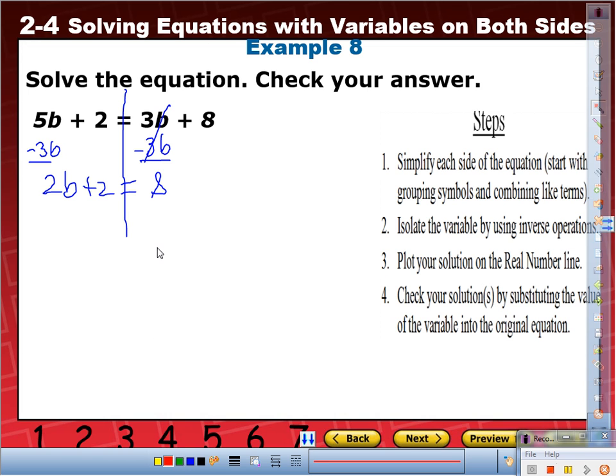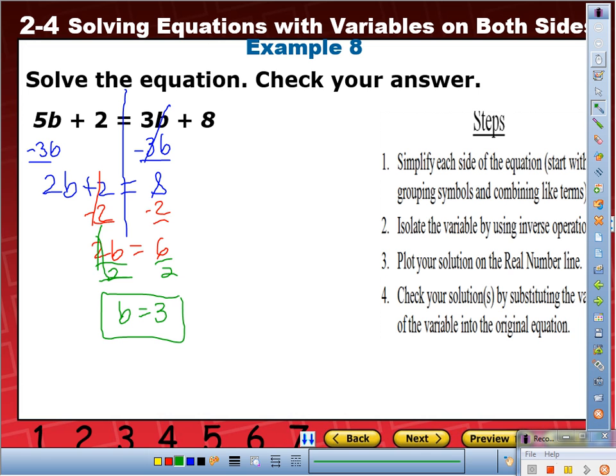So far, so good? Minus 2, minus 2. 2b equals 6. And the last step, divide by 2, divide by 2. B equals 3. Have you got that? Okay, good. So far so good? All right, so check this out.